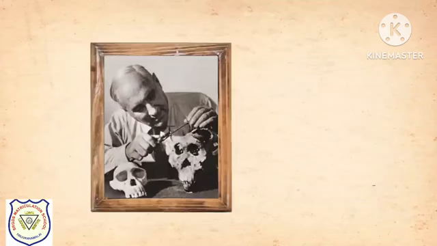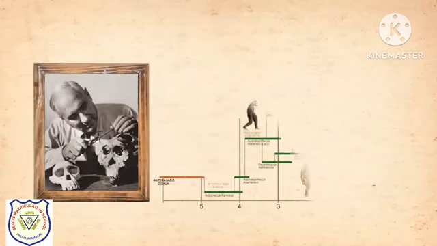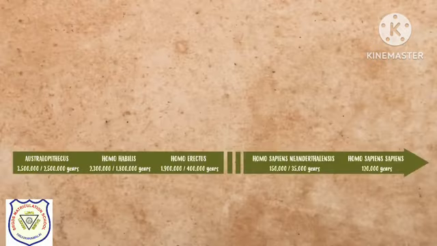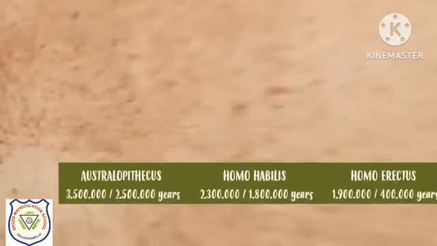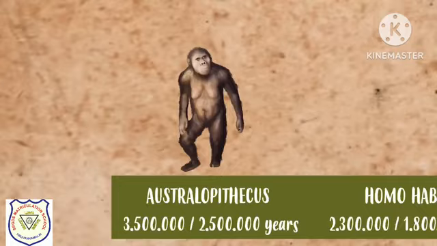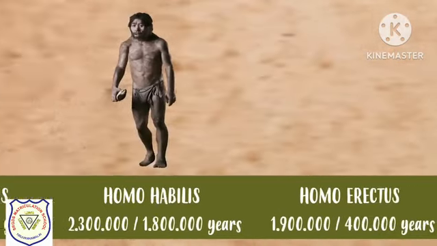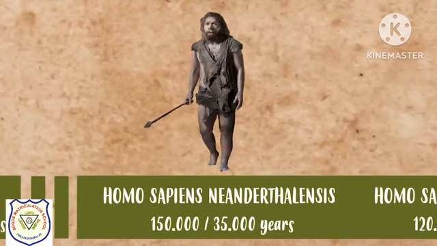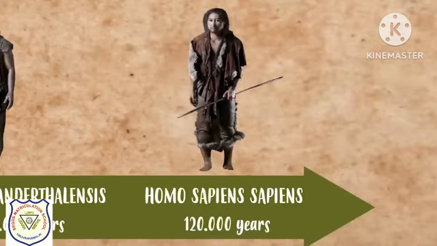Scientists have created many classifications for the different hominids that existed. Let's get to know the most important ones: Australopithecus, Homo habilis, Homo erectus, Homo sapiens neanderthalensis, and Homo sapiens sapiens.